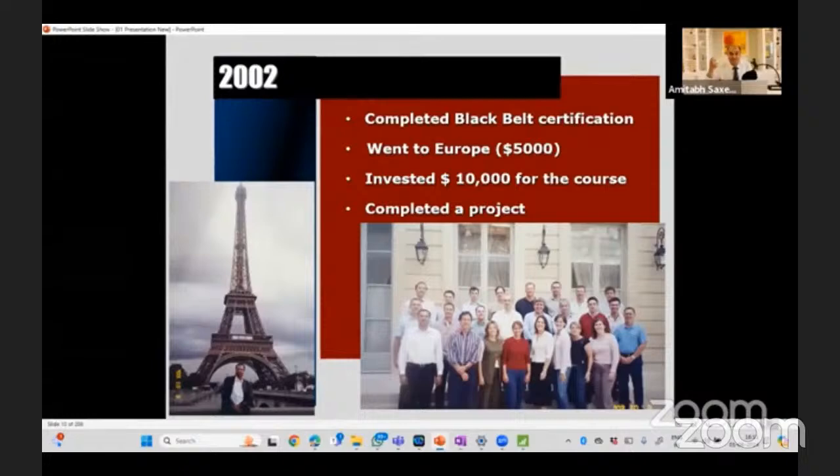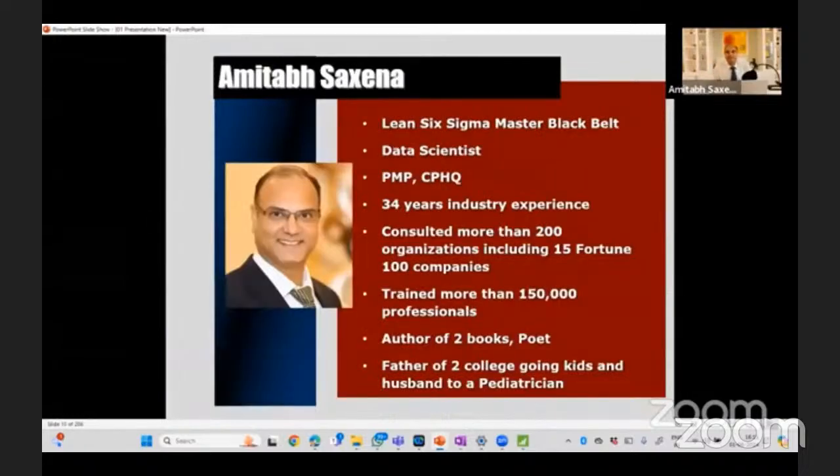I completed my Black Belt certification, went to Europe to complete that. And after completing that, I became a Lean and Six Sigma Green Belt first, then Black Belt, and then Master Black Belt. At one go, you can do that today because the online sessions are available. You don't have to travel so much. Within a 1 to 2 month period, you can become a Green Belt, Black Belt, and Master Black Belt.